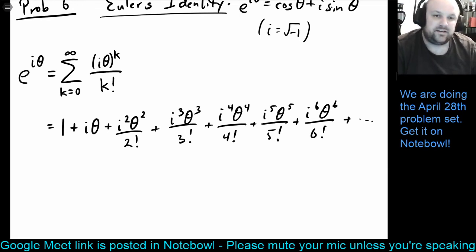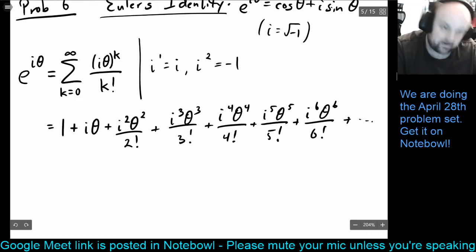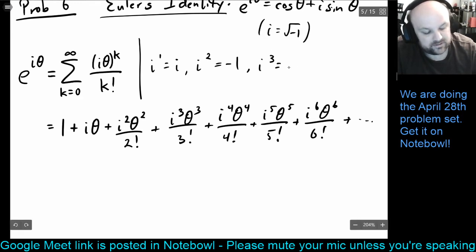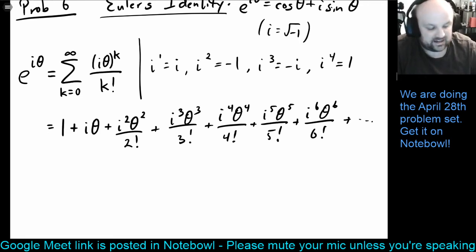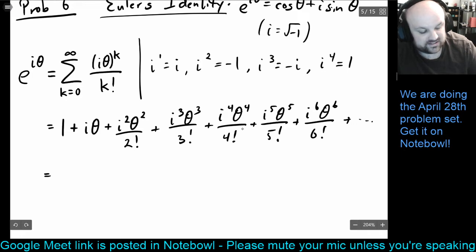So now let's start getting rid of all these duplicate i's. i to the first is just i. i squared is going to be -1, because that's square root of -1 times square root of -1. i cubed will be negative square root of -1, so -i. And then i to the fourth is just 1 again. And then it repeats. i to the fifth goes back here, and so on. So we can simplify this a bit.